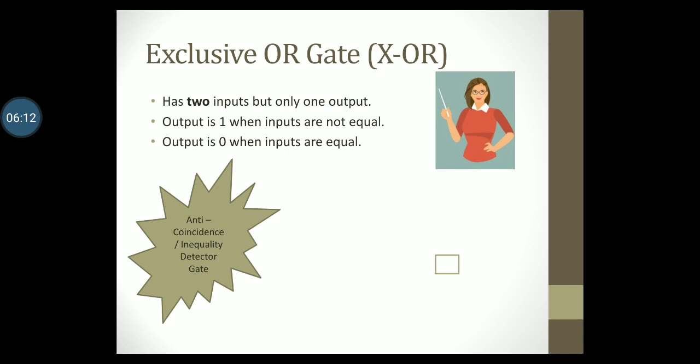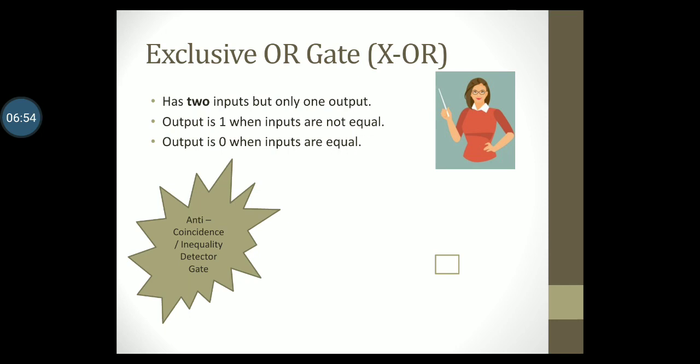Moving on to the next gate, the exclusive OR gate, or in other words, XOR. This gate has only two inputs and one output. The gate behaves in an interesting manner. It gives an output of 1 when inputs are not equal. It will give an output of 0 when the inputs are equal. Because it behaves in this manner, it is given a nickname, anti-coincidence or inequality detector gate.